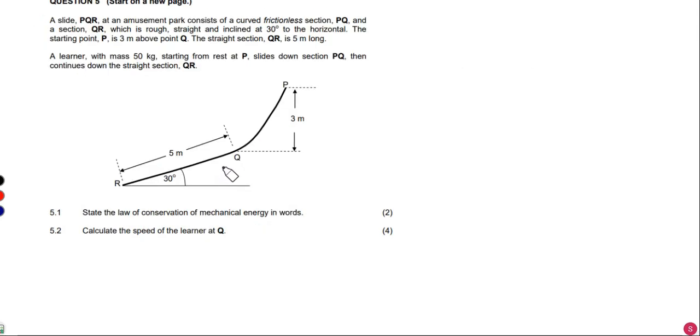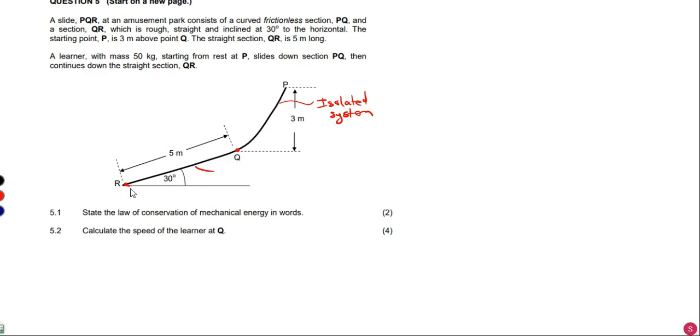Let us look at another example. Let's look at this one. A slide PQR at an amusement park consists of a curved frictionless surface PQ. So it's this section right here, PQ, which is frictionless. Then that makes it a what? Since there's no applied force again, it makes it an isolated system right there. And a section QR which is rough, so they are being specific that QR is rough.